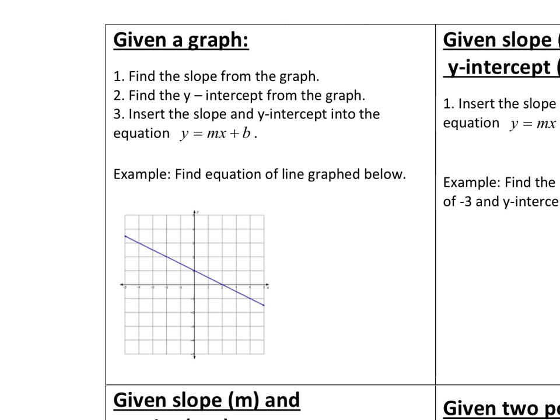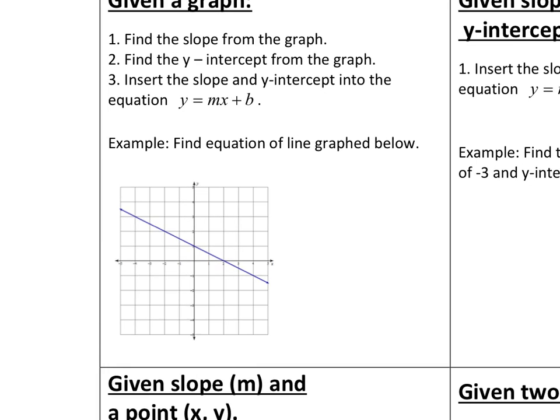All right, so the first way we're going to look at this is given a graph. You can see in these notes there are steps and there are ways that you're going to do it, and then there's an example. To write an equation given the graph, the first thing you have to find is the slope from the graph, just like we did yesterday, finding 2 points and counting. Second step is to find the y-intercept from the graph. And then the third is to insert those into the slope-intercept form of the equation.